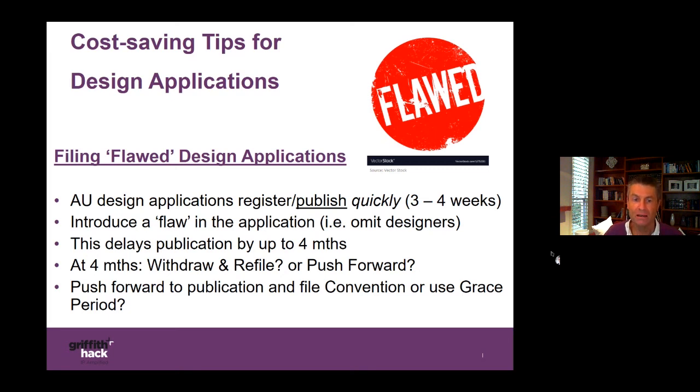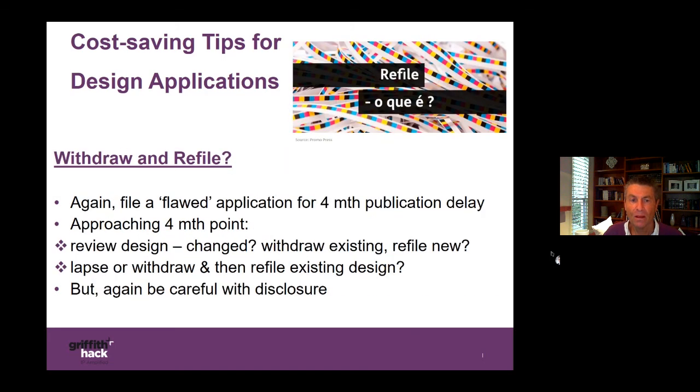And just finally, this option of withdrawing and refiling. We do use this from time to time, and I'll just give you a couple of scenarios in which we use this. As I mentioned previously, we filed this flawed application, we get our 4-month publication delay, and then as we're approaching this 4-month point, it's a good time to sit down and make a review.